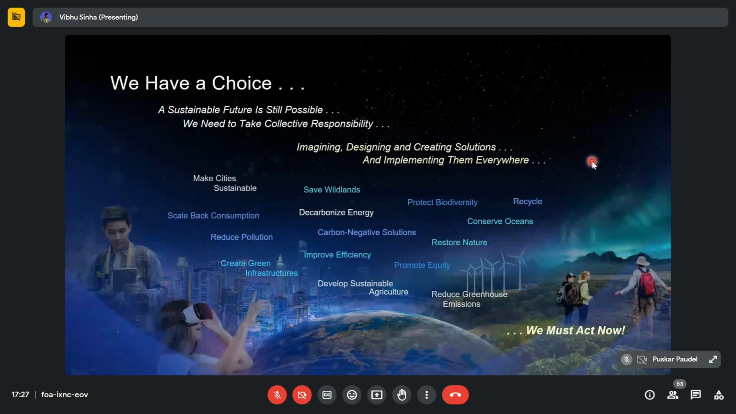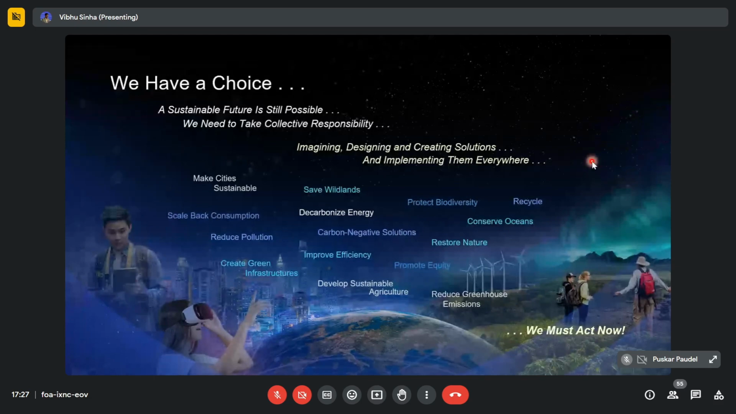But to do that, we need to make our cities sustainable. We need to ensure that we save our wildlands. We need to ensure that whatever we do, we do it more efficiently, and we need to sincerely cut down on pollution which we are emitting or which we are producing.